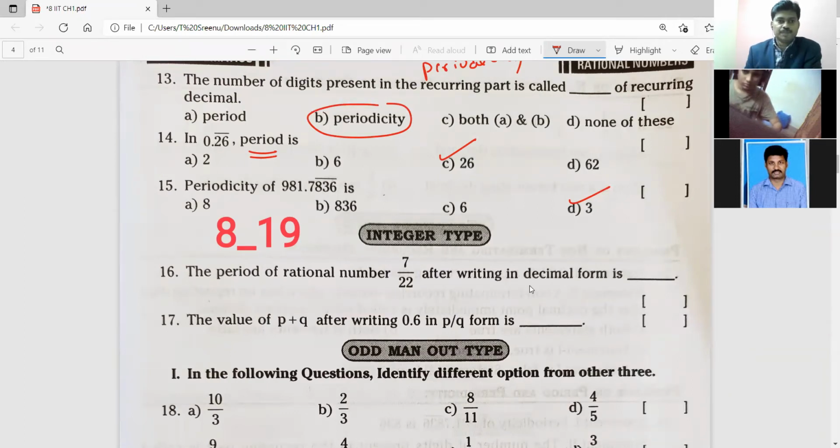Now, 7 by 22, have you divided? 0.318181818. Now 18 is repeating. So it is 0.318 bar. Period means the recurring part. What is the recurring part here? 18. The answer is 180. Same as the 14th question.